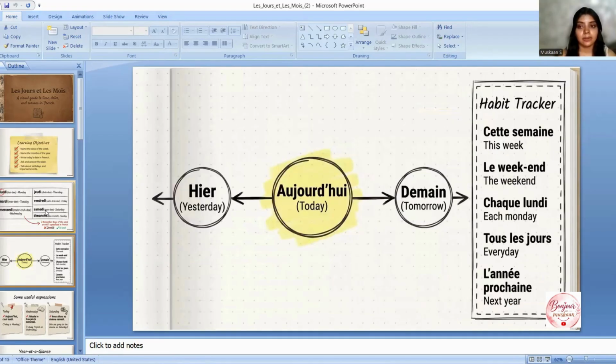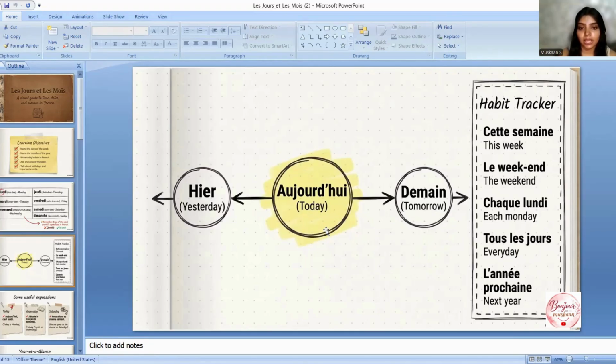Now let's learn some expressions, and these are used a lot when you have to write something or make a sentence. You need these expressions. So let's see first of all the circle ones. First is aujourd'hui. So this aujourd'hui means today.